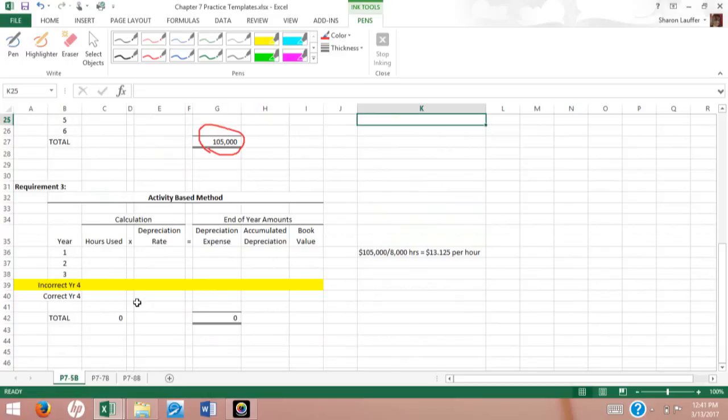Requirement 3, we're going to do the activity-based method. And in the instructions, it says that we expect to use this piece of equipment for 4 years or 8,000 hours. And we need to know that 8,000 hours in order to do requirement 3, because we're going to depreciate this piece of equipment based on the activity, which in this case is hours.